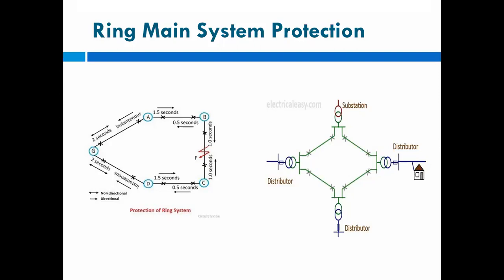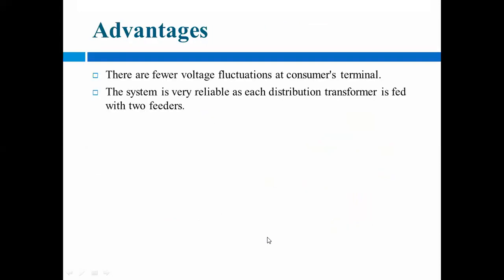If you consider the ring main system protection, in that system one line is fed by using two generating stations. Here you can see the substation, distributor and distributors. If a fault occurs on any line, one more line is feeding that line. That is the ring main system protection.